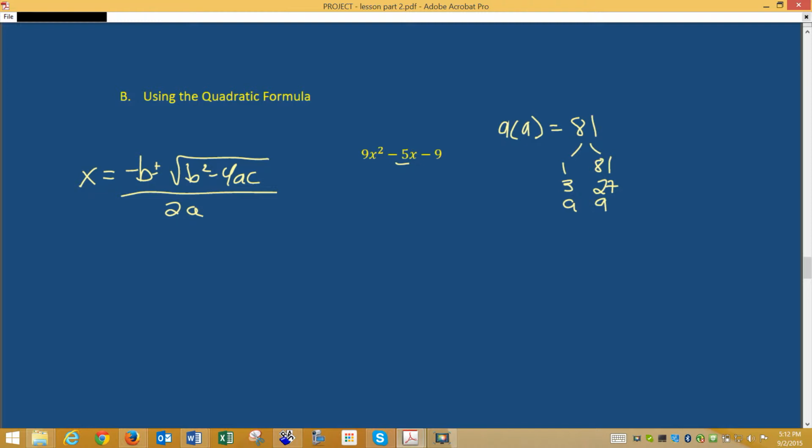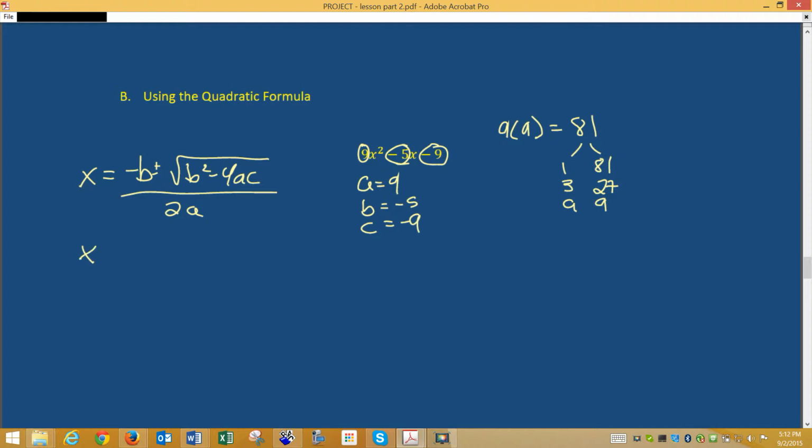Okay, so this a, b, and c. So we need to figure out what those are. It's very easy. The number in front of the x squared is a. The number in front of the x is b. And the number on its own is c. So in this case, a equals 9. b equals negative 5. c equals negative 9. And we just plug those numbers into the formula and solve for x.